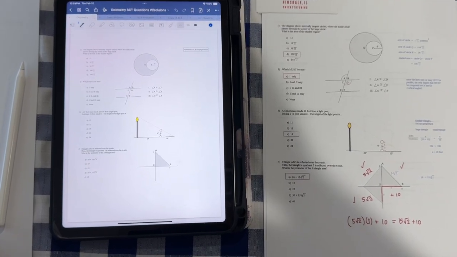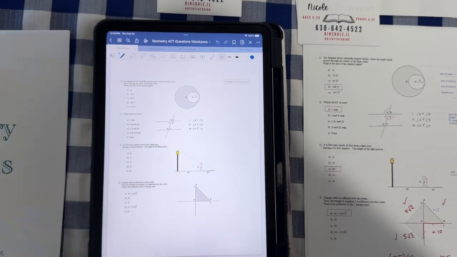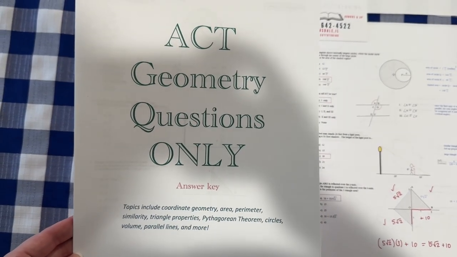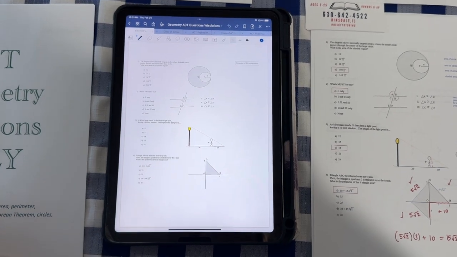Hi everyone, and welcome to our ACT geometry review. Today we are going to review geometry questions on the ACT. ACT questions always include geometry, so here we go.